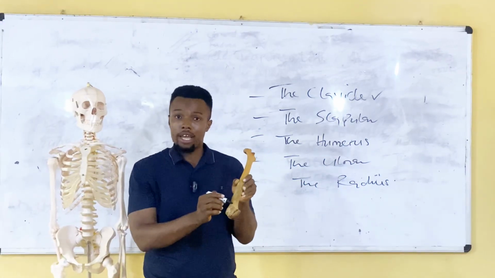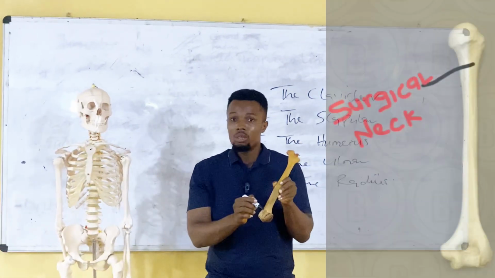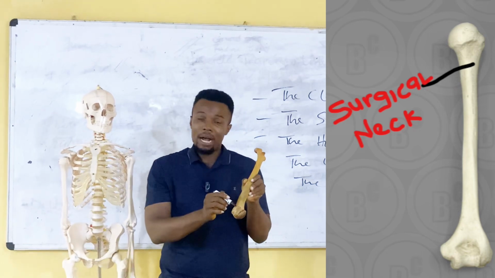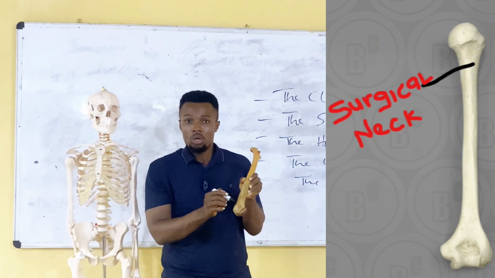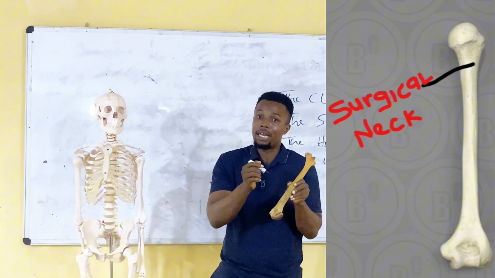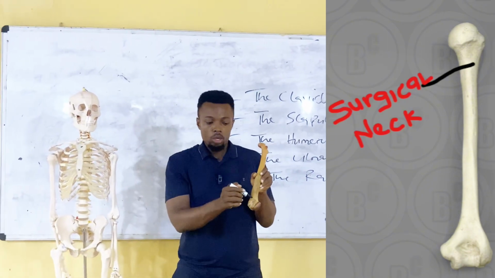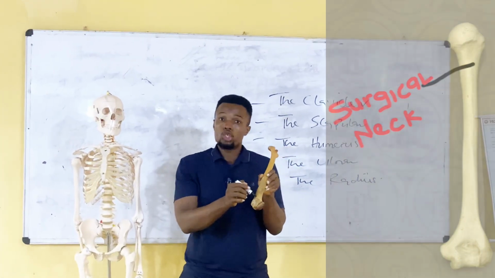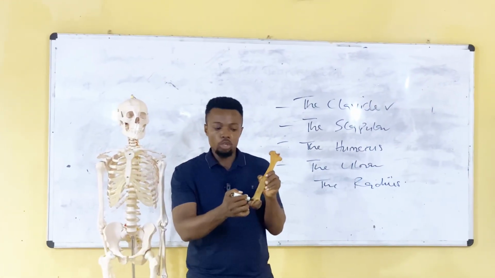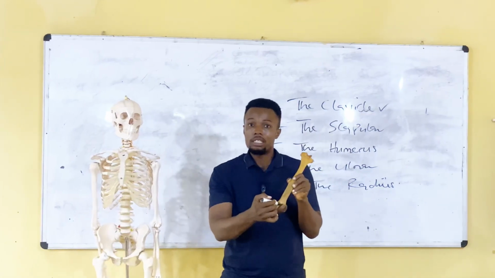Then the surgical neck is called so because this is the part that is prone to fracture whenever there is a force or an accident. It is usually prone to fracture, and that is why it is called a surgical neck, and the original neck is referred to as the anatomical neck.